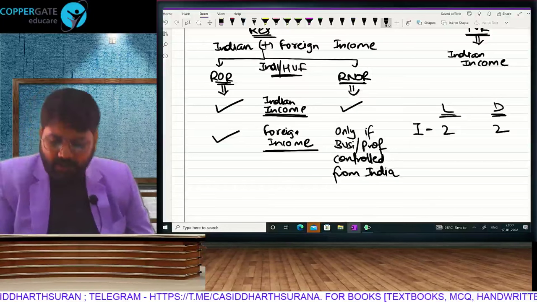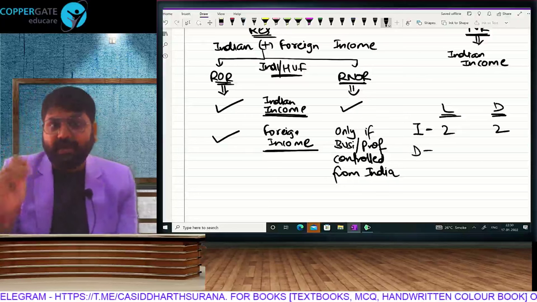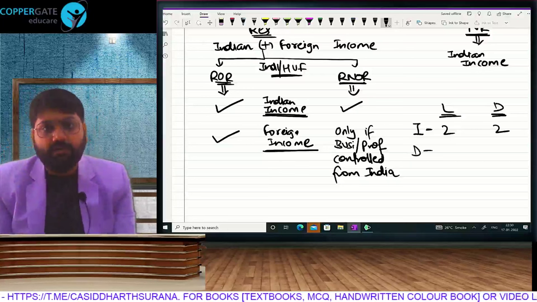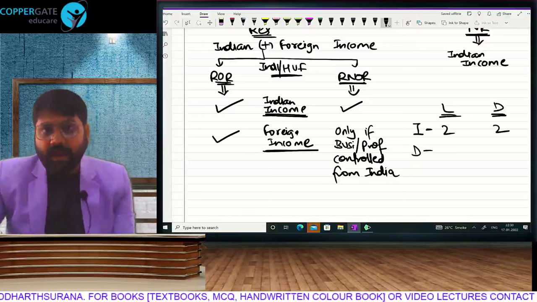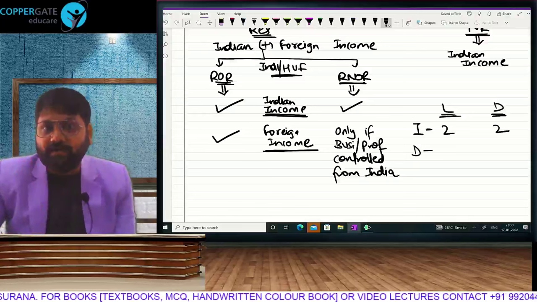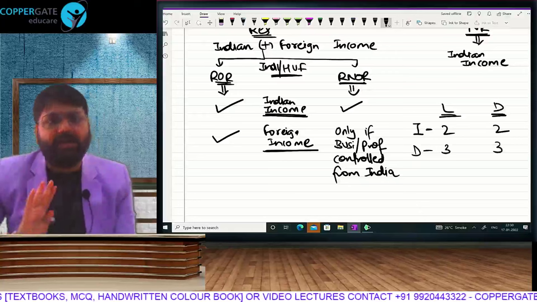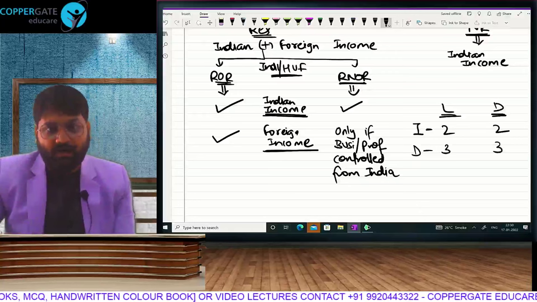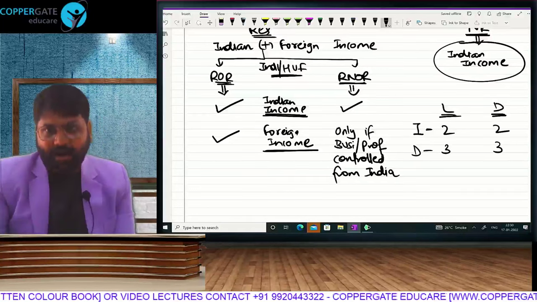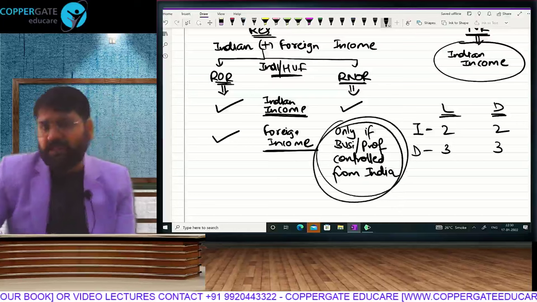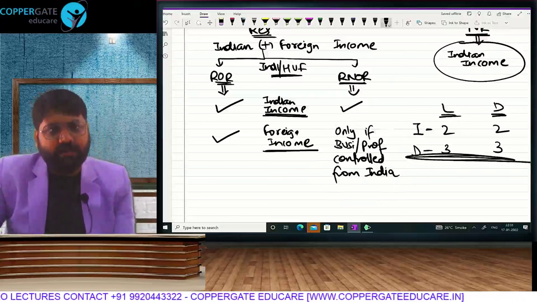Yes. Now, they have got Dubai bank interest. Dubai bank interest means, listen, is it Indian income or foreign income? Foreign income. Correct. This is foreign income, and it is not controlled from India. That means only if you are ROR, it will become taxable. If you are RNOR or non-resident, it will not be taxable. For non-resident, only Indian income is taxable. And for RNOR, foreign income is taxable only if the business or profession is controlled from India. That means, can I say this 3 lakh will not be taxable for both Liana and Devika?